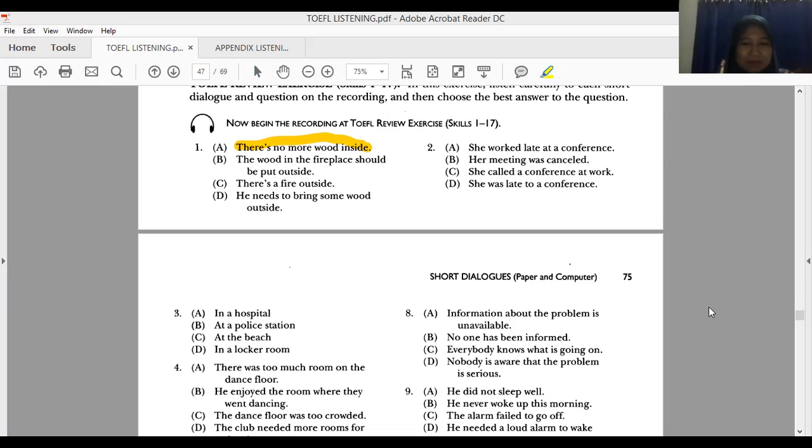Number 1. Could you put some more wood in the fireplace? I'll have to bring some in from outside. We can't choose this one, D: he needs to bring some wood outside. That would mean taking it out, whereas he wants to bring it in, because there is no more wood inside. Okay, Miss Arifa, number 2.